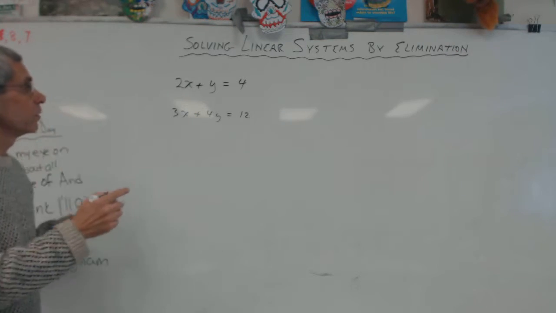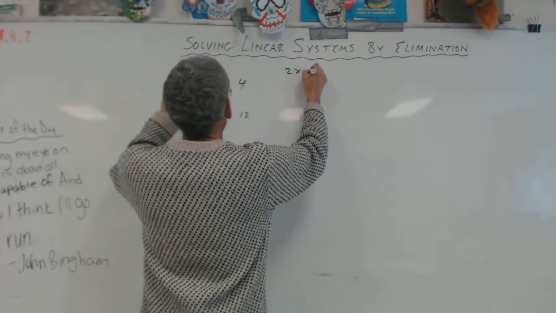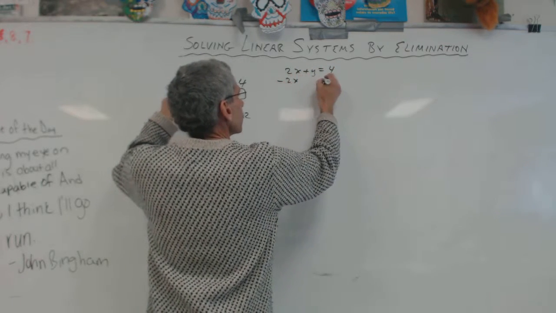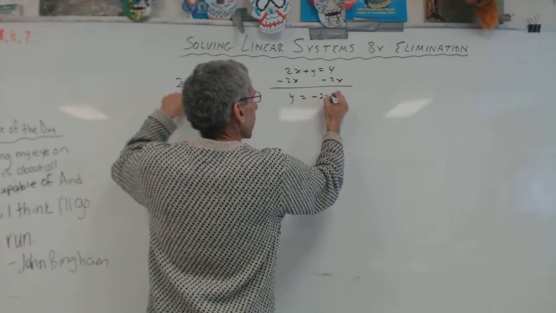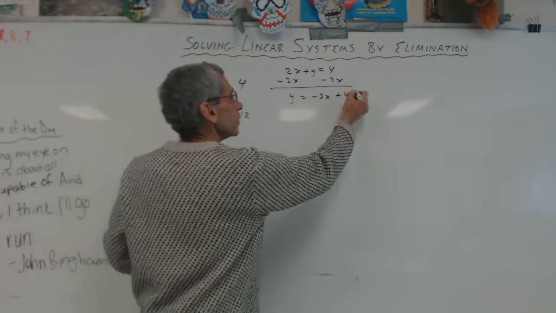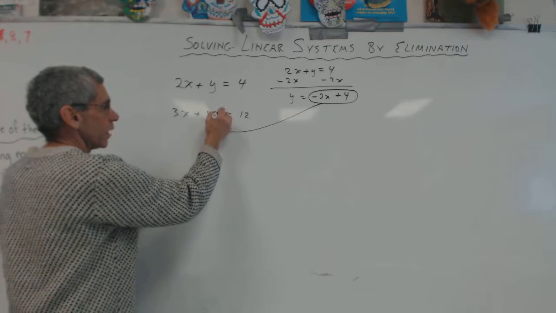So Jackson, what would I do? Minus 2x and put it on the other side? So I'm going to redo it. I subtract 2x, so you get y is equal to negative 2x plus 4. And then you take that and plug it into the y over there.